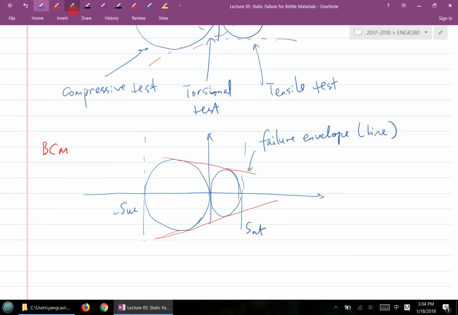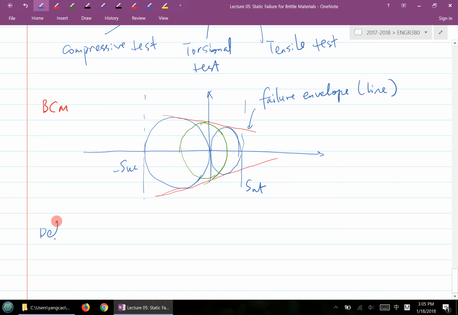Then if you have any Mohr's circle, in case number 2, and when it starts to expand and becomes tangent to this envelope, that's the failure condition. If you have a Mohr's circle, the green one, that goes beyond this envelope, then it's the failure. And this is basically BCM theory.